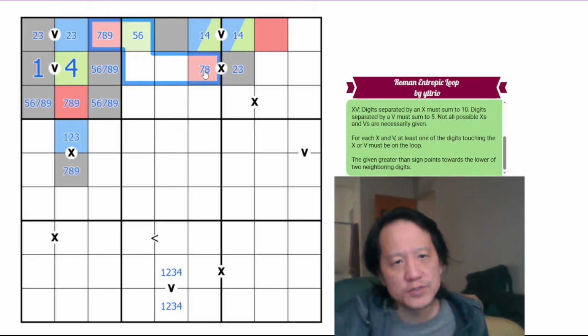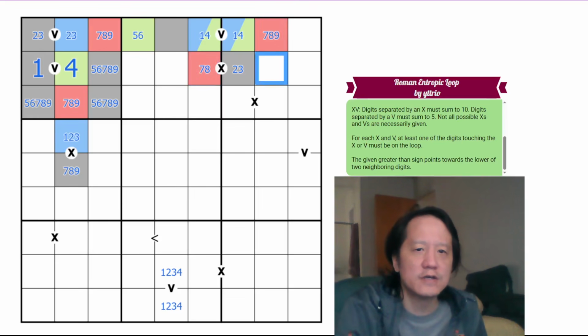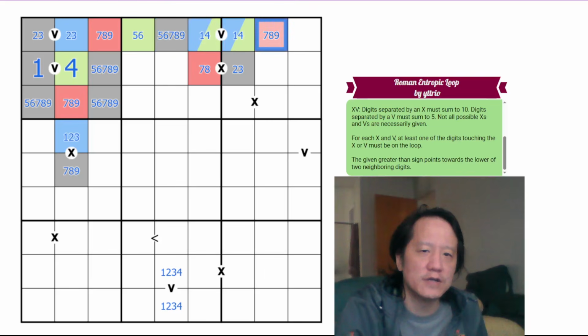If it connects this way, that doesn't work because then this would be high, medium, low, high, and that can't be high then. This is 7, 8, 9. We have 5, 6, 7, 8, 9 here. 5, 6, 7, 8, 9 here.